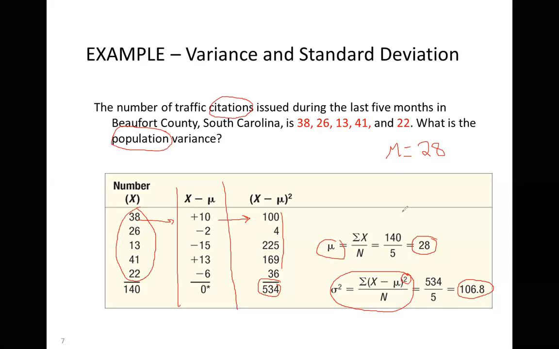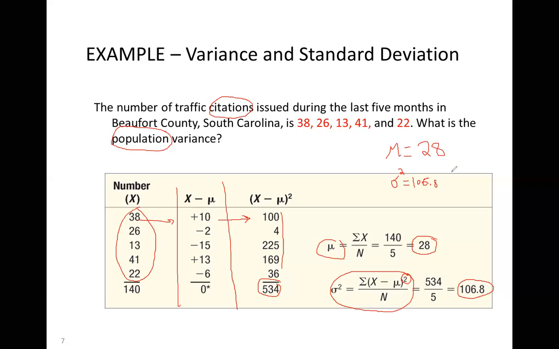What would be the unit of measurement for the variance? Now sigma squared equals 106.8. So what is the unit of measurement for the variance? For the mean, the unit of measurement is the same as the unit of measurement for the data.